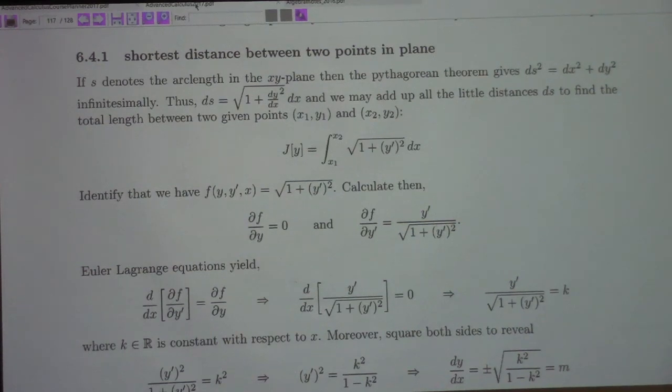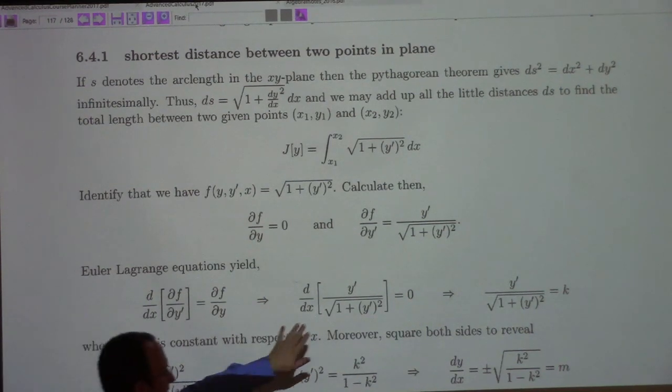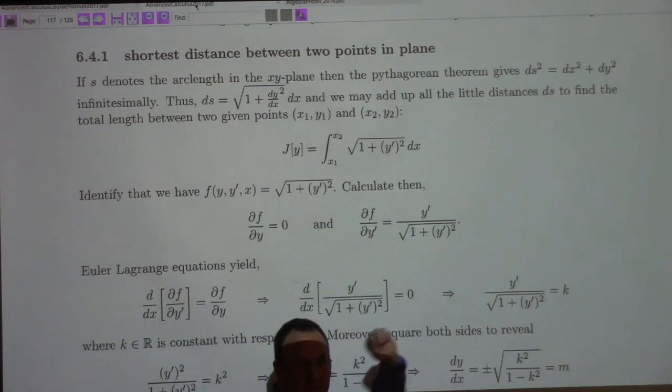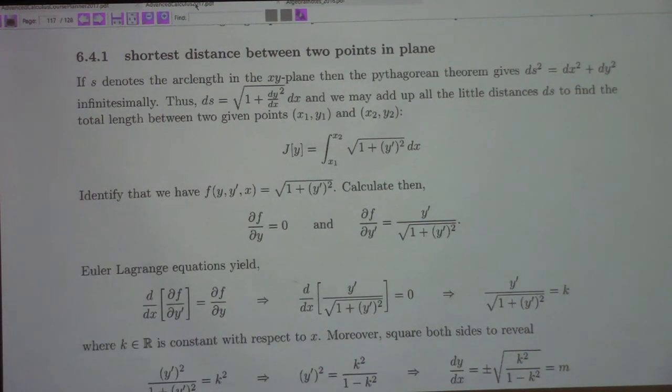The Euler Lagrange equations, here they are. What do they say? They say that d/dx of this monstrosity is equal to 0, right? But that's nice because that means that this must be a constant, right? And then you square both sides, and you can solve for y prime. Y prime squared is this constant, which then means that dy/dx is plus or minus just the square root of that constant. Call it m. Integrate both sides. You get y equals mx plus b.